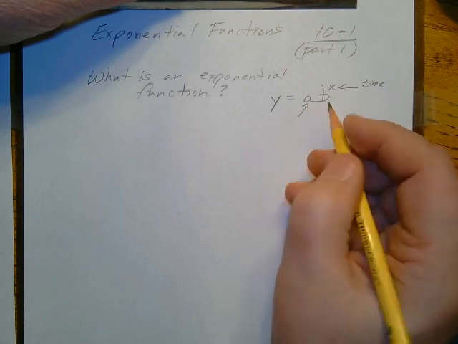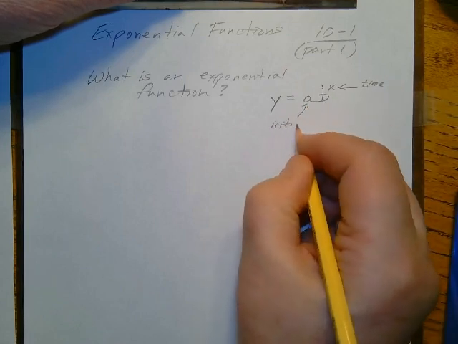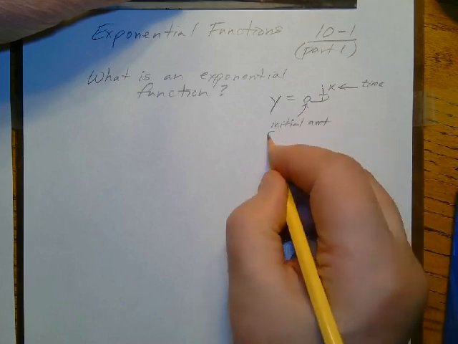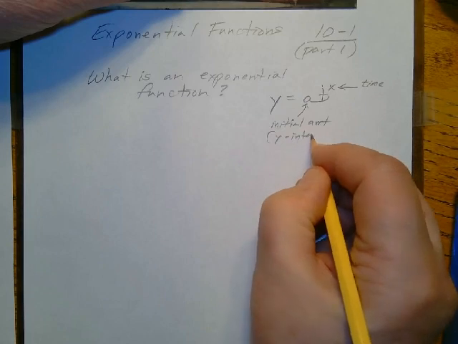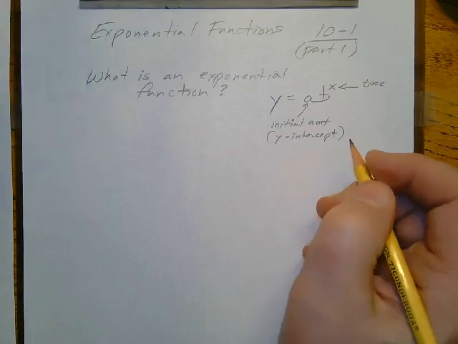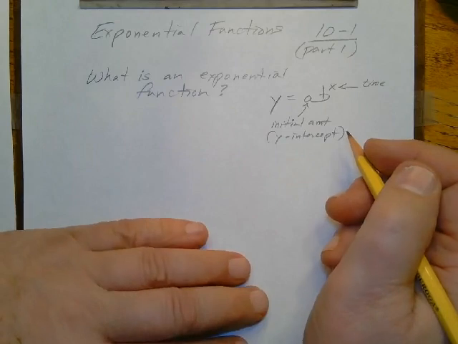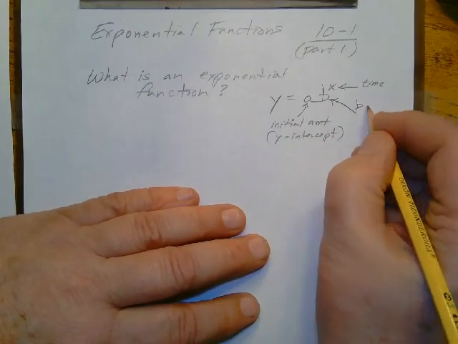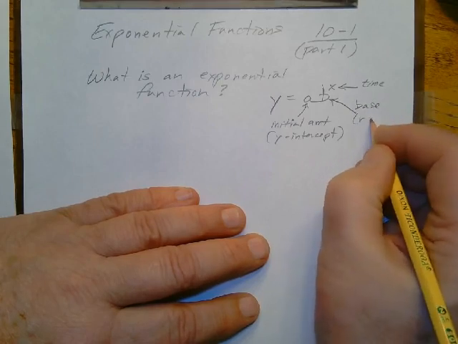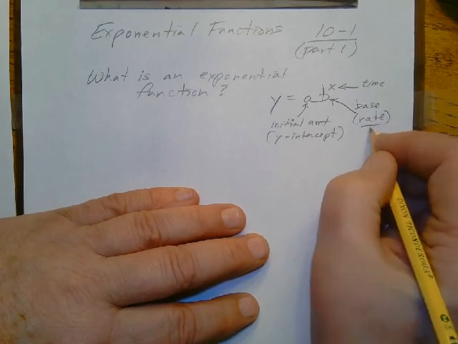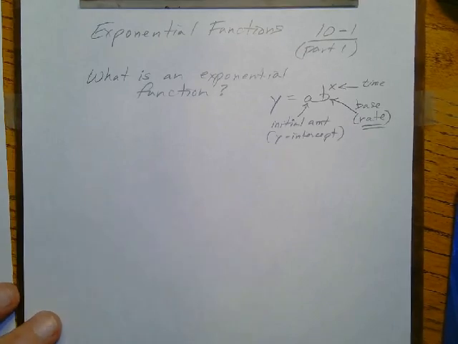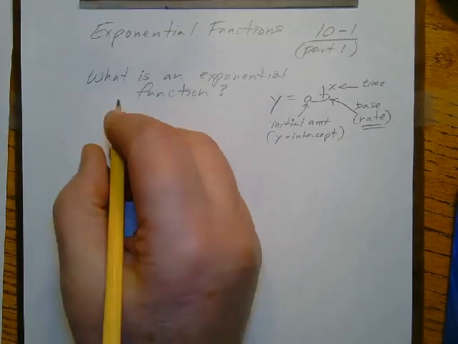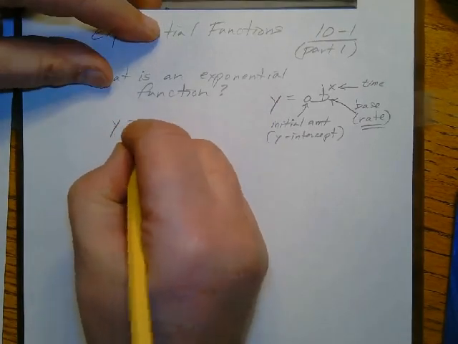a is the initial amount, and an initial amount, like in linear equations, is the y-intercept. It's where the graph crosses the y-axis. And finally the last one, and the most important, is the base, which is also called the rate. This is what is critical about exponential functions, that rate. Let's just jump right in and graph one so you can see what's going to happen here.